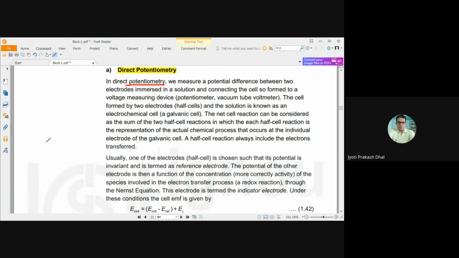In direct potentiometry, we measure a potential difference between the two electrodes immersed in a solution and connected to a voltage measuring device, that is called a potentiometer, vacuum tube voltmeter, etc. The cell formed by the two electrodes or the two half cells and the solution is known as an electrochemical cell, that is called a galvanic cell.